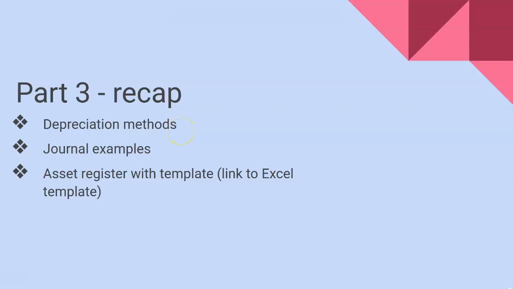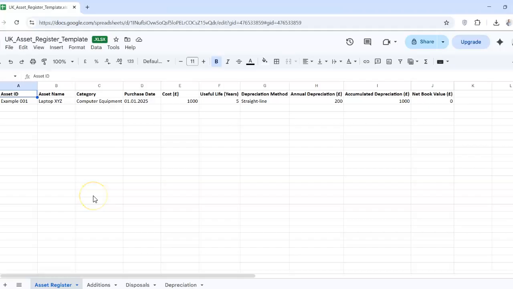In part 3, we have checked depreciation methods, journal examples, and now finally, let's briefly have a look into the asset register. I've created a template in Excel for you so you can use it. So this is an example of a UK asset register template. I've pre-filled some information purely for example purposes.